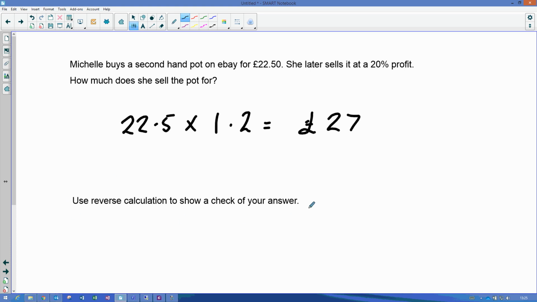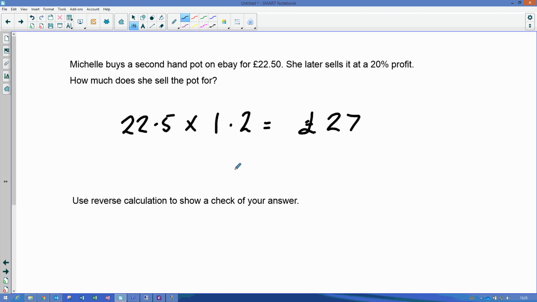Okay, so now the second part that we're really interested in, use reverse calculation to show a check of your answer. So what does that mean? Reverse, that means backwards. So what we've got to do is do the sum we did in the question backwards.